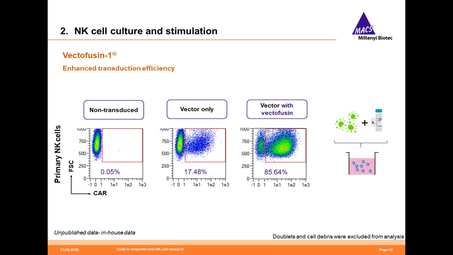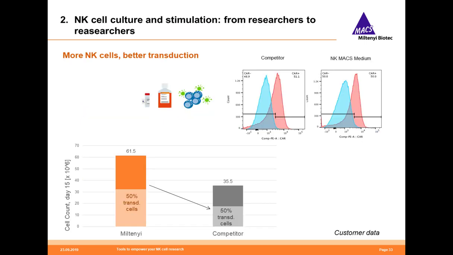I want to show you some data from customers. This enhancement of the transduction efficacy depends, of course, on your virus, but definitely if you use our media and our Vectofuscin, you have more chances of getting more CAR NK cells. This is customer data, so they tried their own systems or their own media with retronectin, and I gave them some samples of Vectofuscin and Max media.